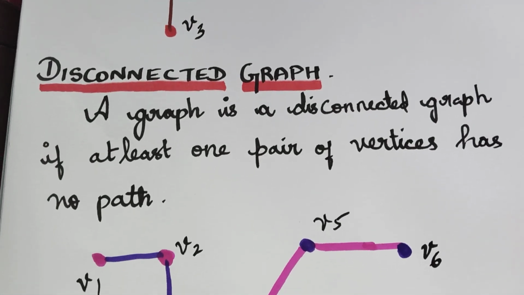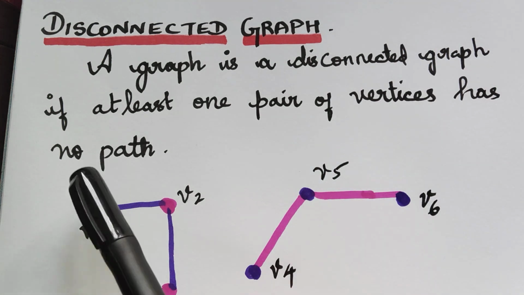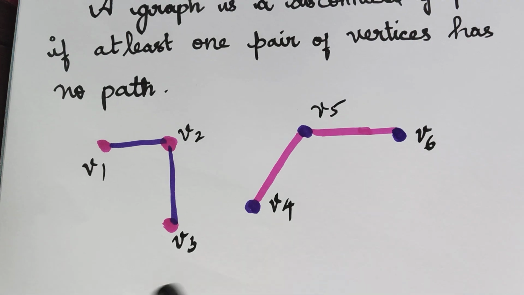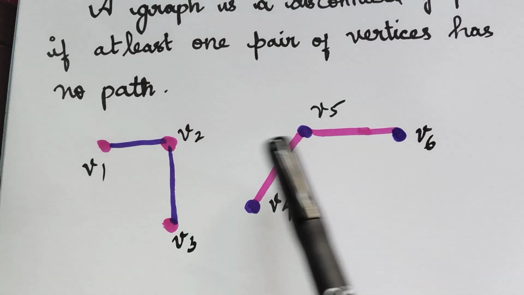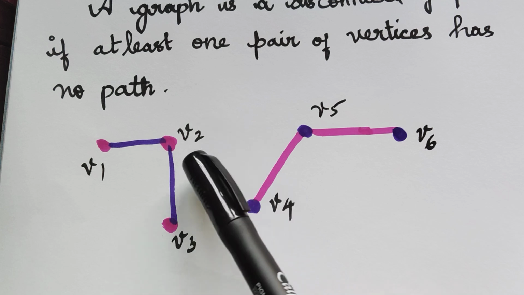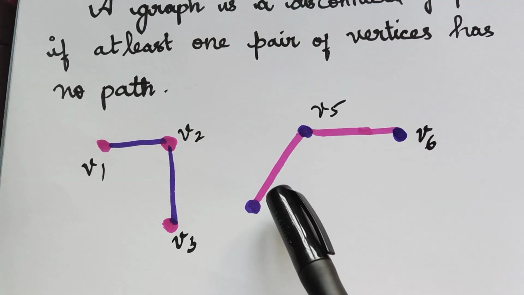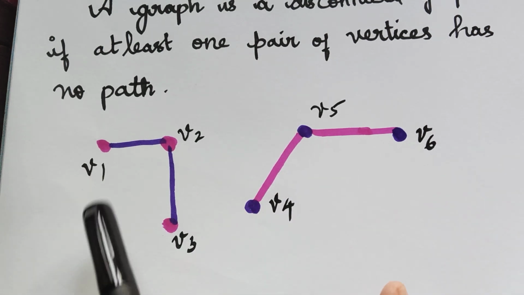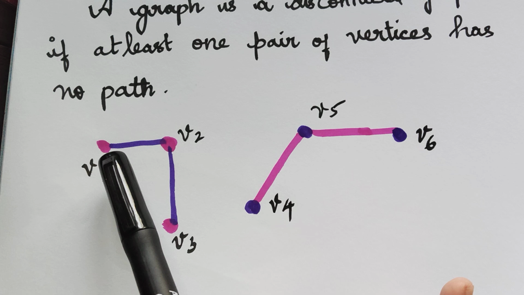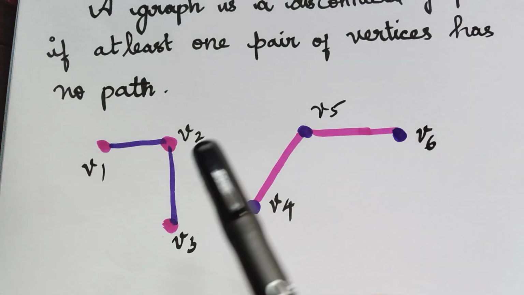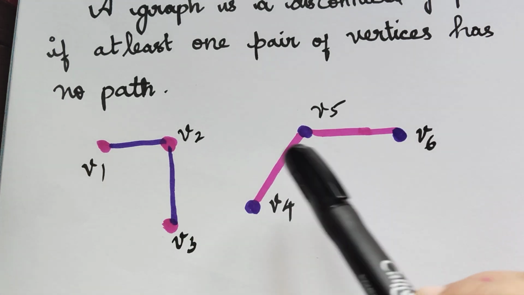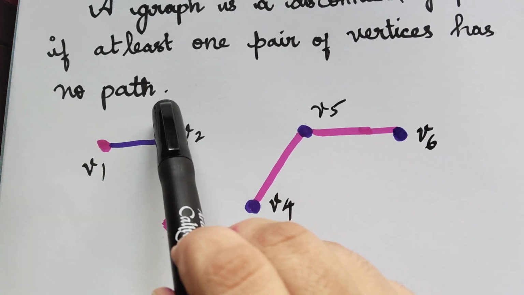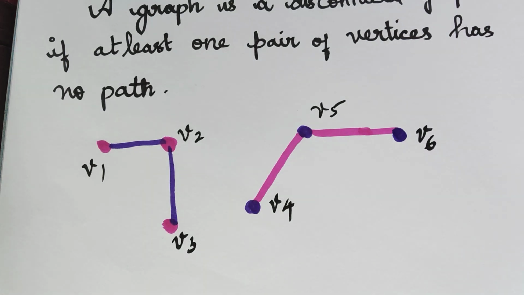The next definition is disconnected graph. A graph is disconnected if at least one pair of vertices has no path. So now this as a whole is one graph, but it has two components, since there is no path between V2 and V5, V3 and V4, V3 and V6, V3 and V5. Similarly, if you see here, there is a path between V1 and V3. But if you take V1 and V5, there is no path. So therefore, this is a disconnected graph. Disconnected graphs can be categorized into components. So this will be known as component 1 and this will be known as component 2.